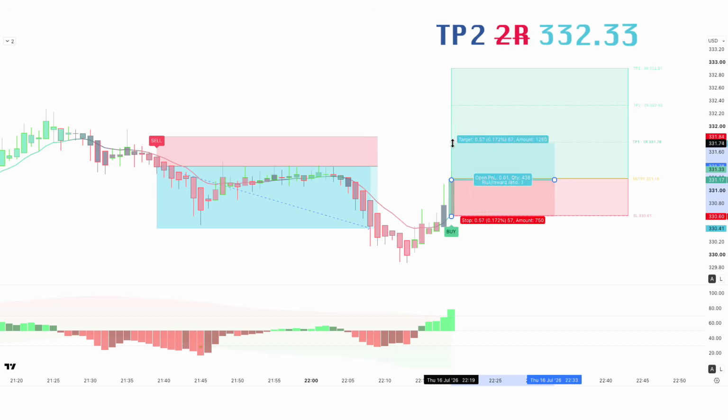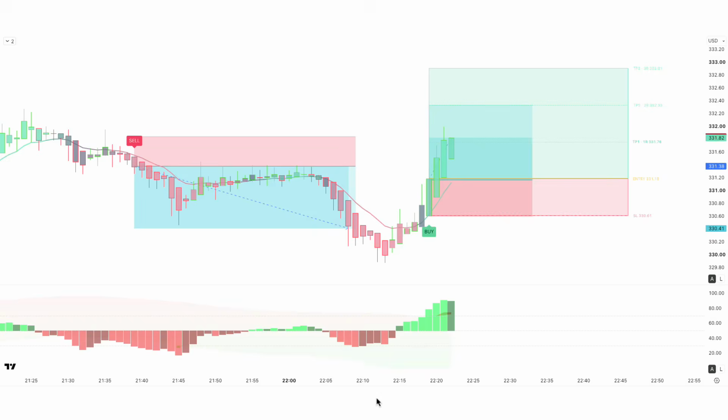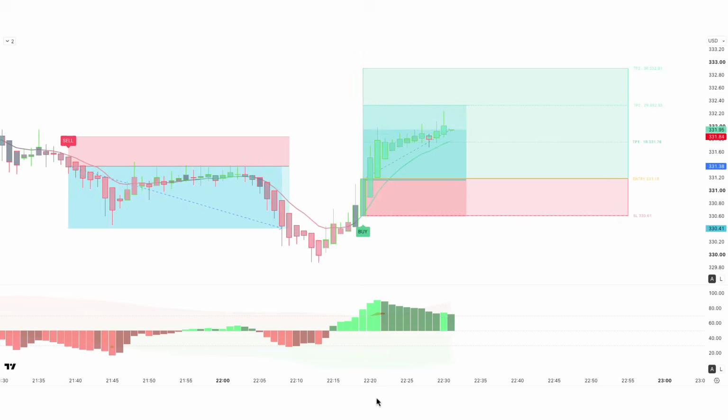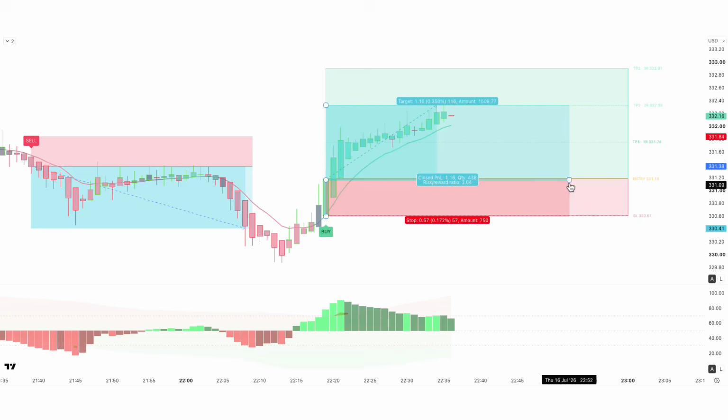330.61. And the risk to reward ratio will be TP2, 2R, 332.33. The market has completely hit the target.